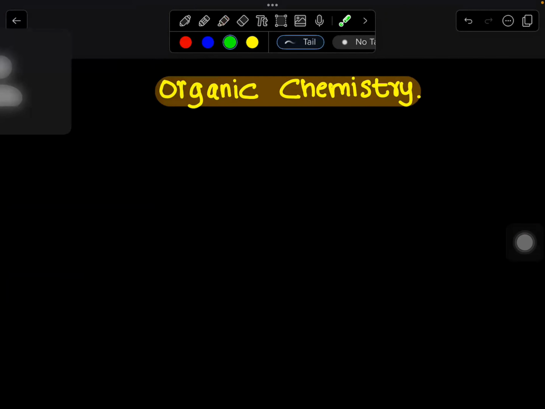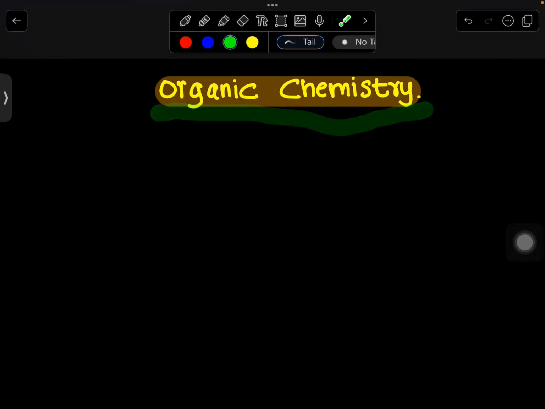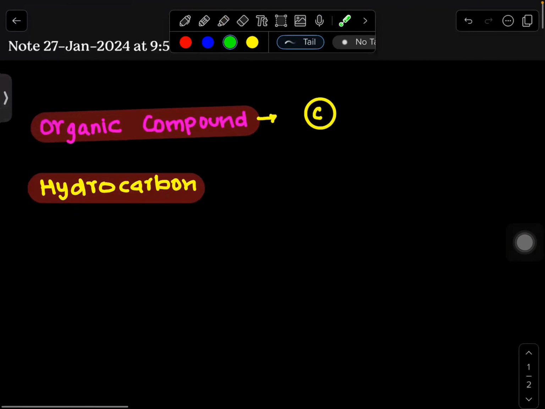All right, let's get into organic chemistry. So organic chemistry is the study of the structure, properties, and reactions of organic compounds. Now, what is an organic compound? An organic compound is a compound containing carbon atoms. Now, remember that not all compounds containing carbons are organic.